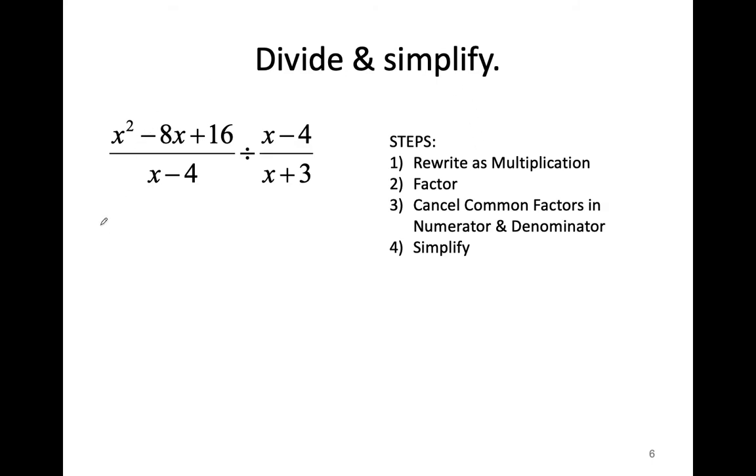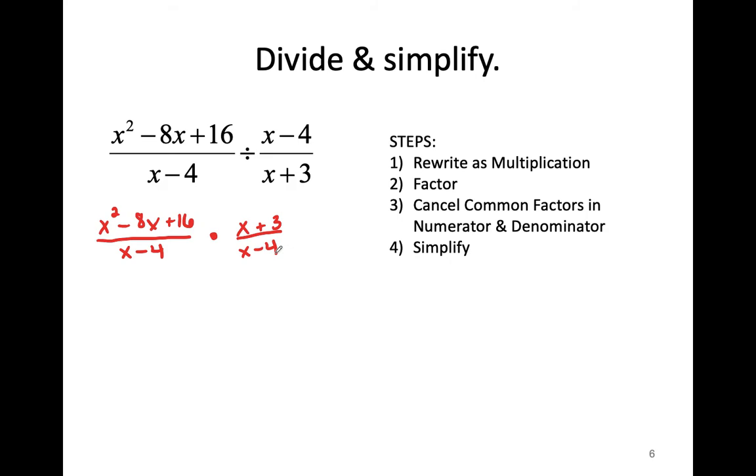So I'm going to leave my first fraction alone. So I have x squared minus 8x plus 16 divided by x minus 4. So I'm going to leave that alone. But now I want to turn this division into multiplication. And when I do that, that means that this fraction gets flipped, right? So instead of being x minus 4 over x plus 3, I'm going to write it as x plus 3 over x minus 4. All right, so we're going to start, again, by rewriting it as a multiplication problem.